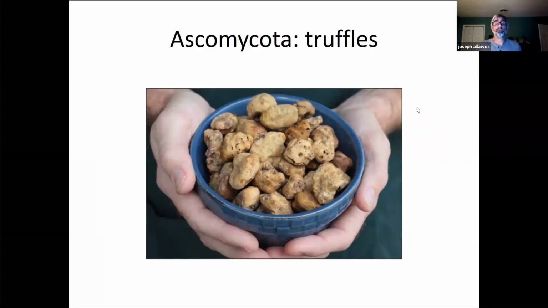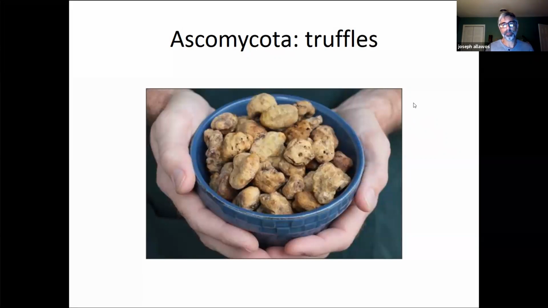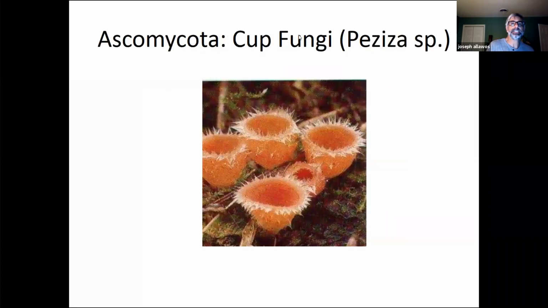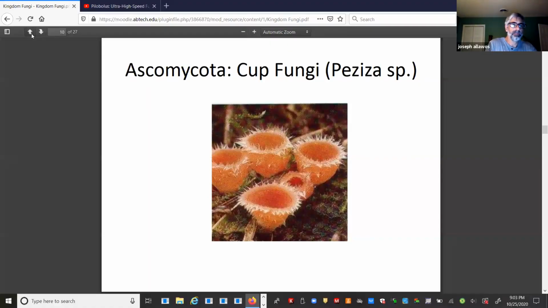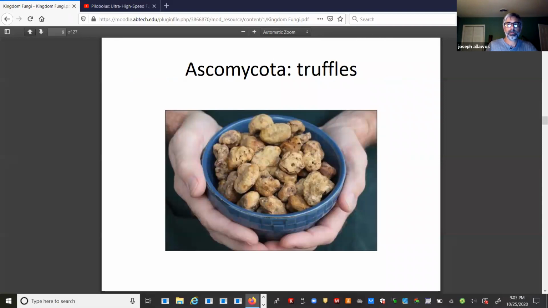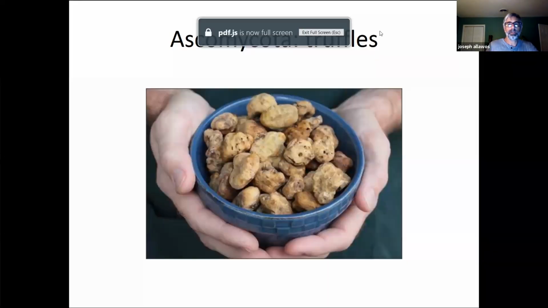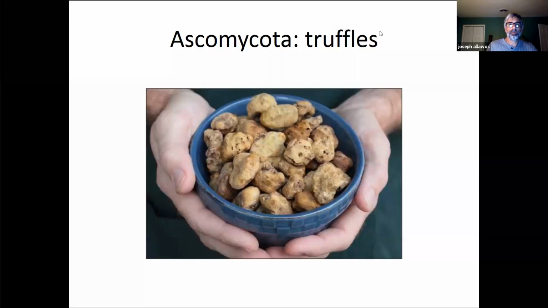And these are truffles. So the truffle has a long history of collection and use by humans. Particularly in Europe, there's a truffle season, and traditionally, what animal have they used to find truffles? They have used the pig, right? Particularly the male pig.